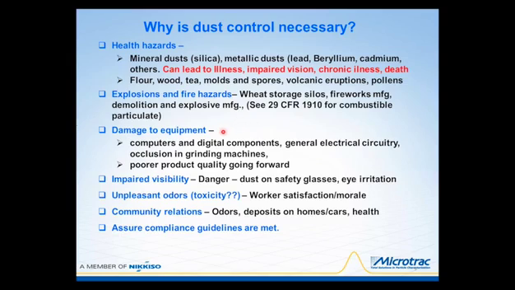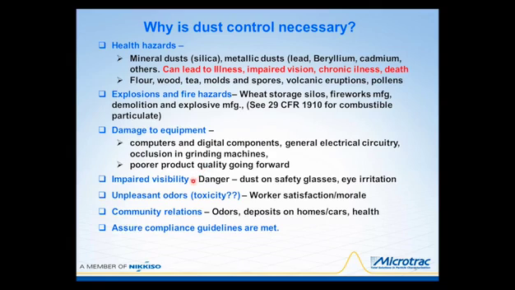Dust control also is important to avoiding damage to equipment. Dust can get into computers and digital components. It can get into the general electrical circuitry, and it can also wind up building up within various types of grinding machines. And as a result, poor product quality can result going forward because in the case of grinding machines, the dust starts to take up places and can cause dulling of the various types of materials used in grinding operations.